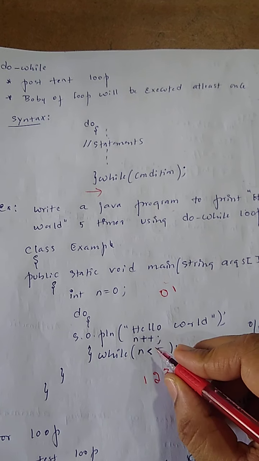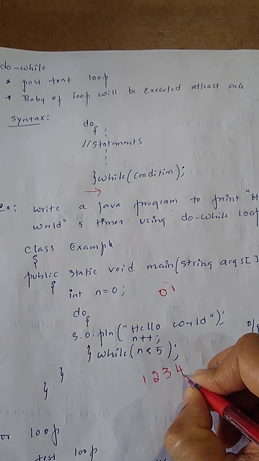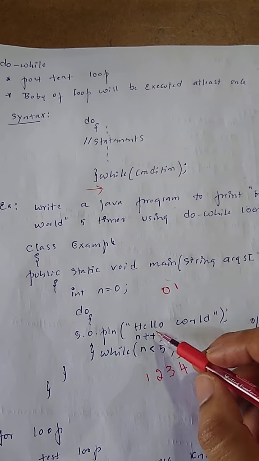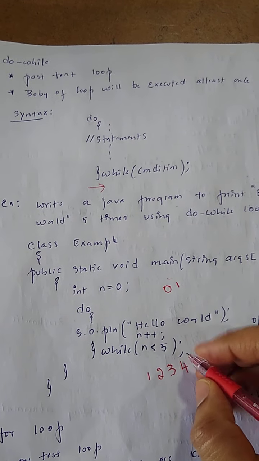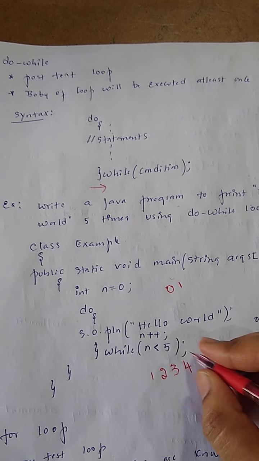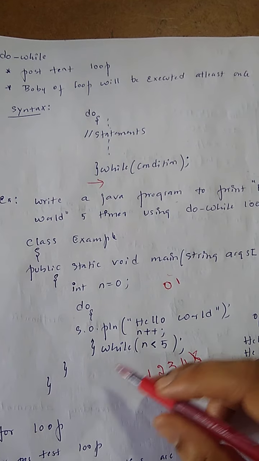And n is going to become 4. So again, whether 4 is less than 5: true, so the body will be executed one more time, and it will print "allow word". Now n is going to become 5. Whether 5 is less than 5: no, the condition is false. Now it will come out.